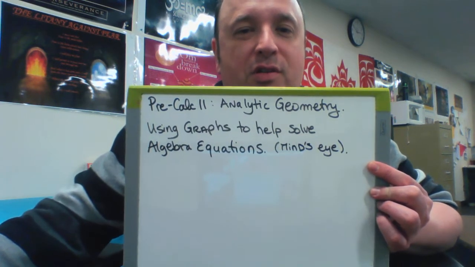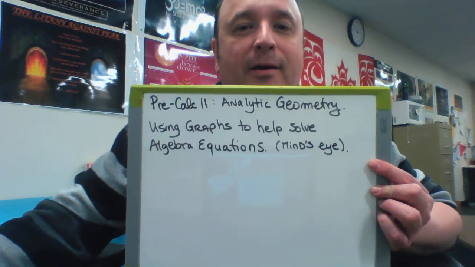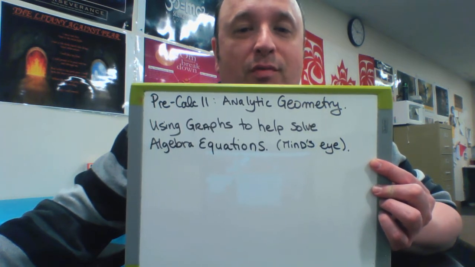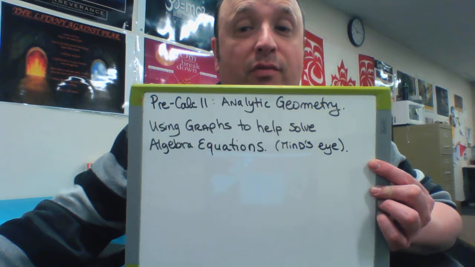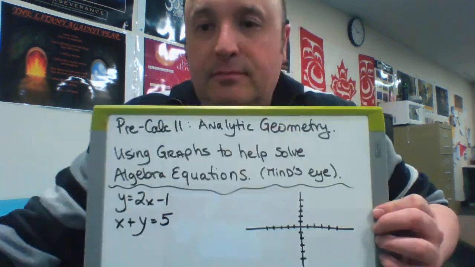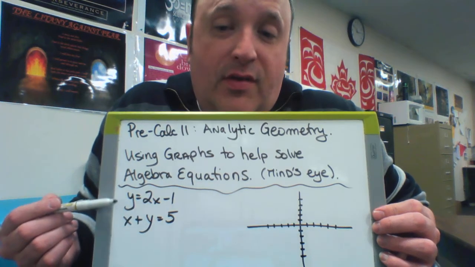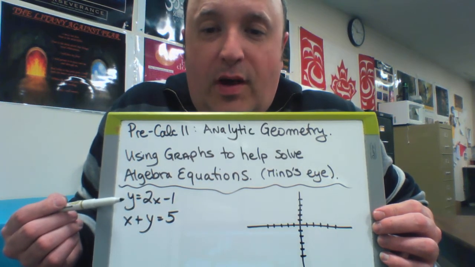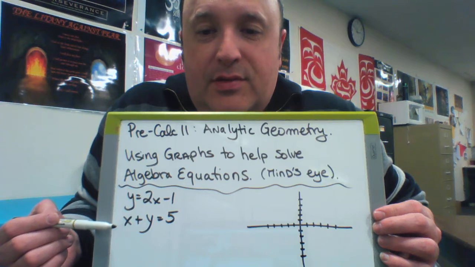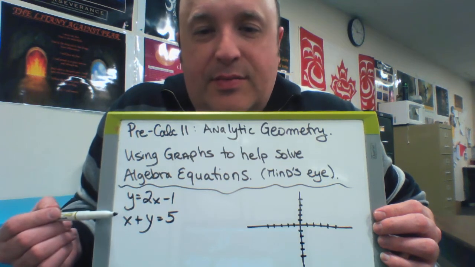Okay, so let's first of all just review a little bit about how to use general graphs in order to solve. This goes back to the beginning of the year. Let's say I ask you to find the unique solution, the x and y value that solves for y equals 2x minus 1 and then x plus y equals 5. This goes back to early September.